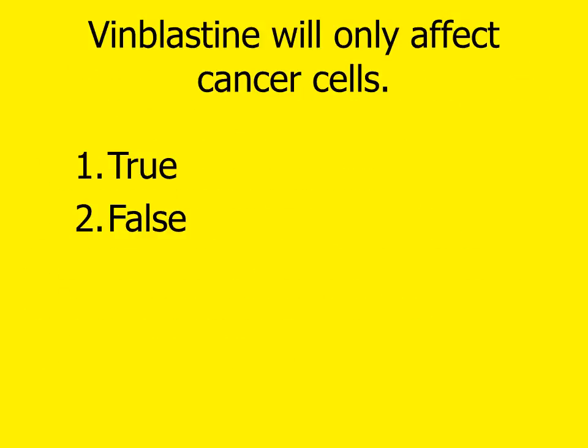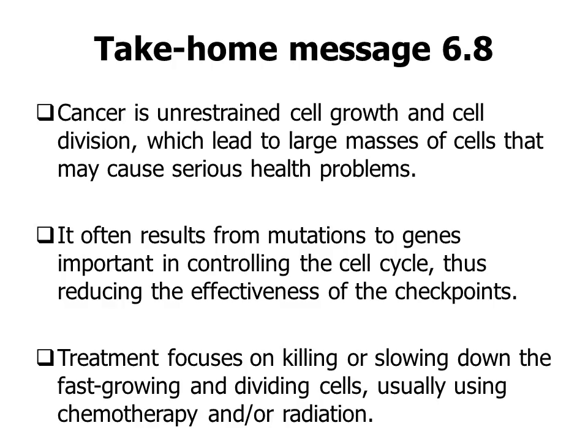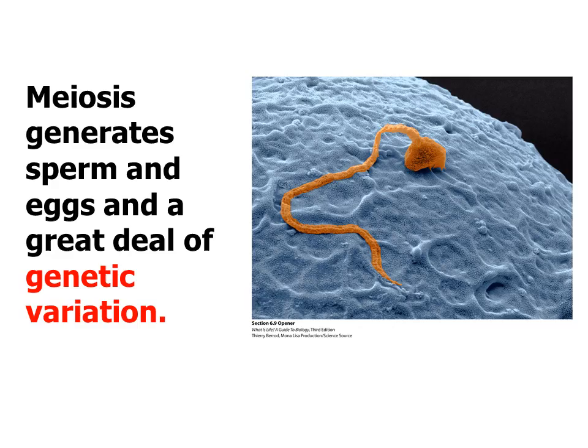This one you don't really need to know. So cancer is unrestrained cell growth and cell division. It results from mutations to genes important in controlling the cell cycle, specifically those checkpoints. And the treatments for it focus on killing or slowing down the fast-growing and dividing cells.